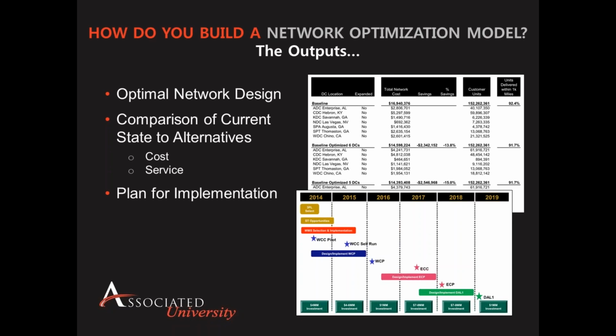So you can see in the upper right-hand side of this page is just sort of a typical view of a comparison of a baseline or a current DC network, what the total network cost is in the baseline, the volumes that are assigned to each one of those DCs, what percentage of the units are delivered within 1,000 miles, which was the metric for this particular project, and then you can see a snapshot of some of the scenarios that we looked at in terms of a 6 DC and a 5 DC network and what the service metrics are, as well as the cost savings for those various options.